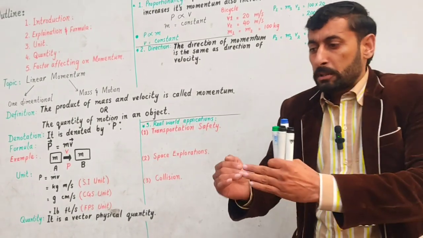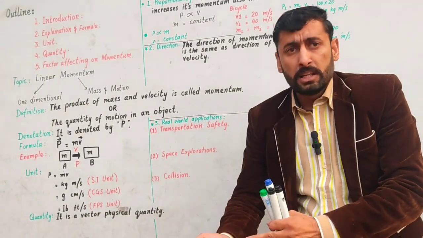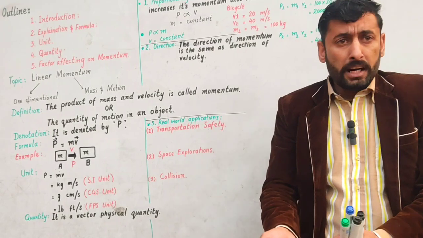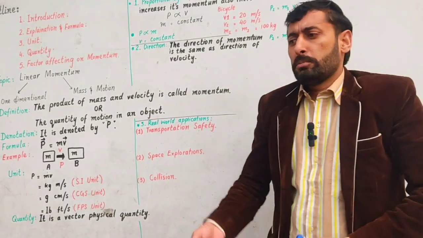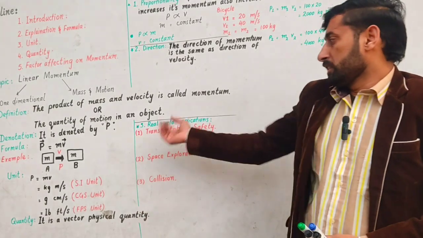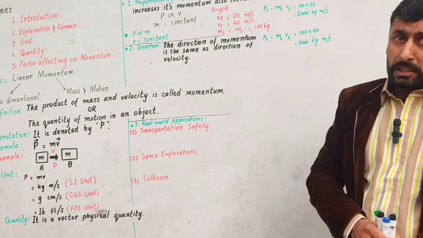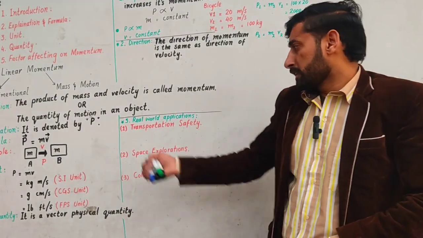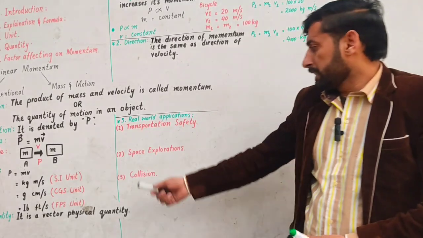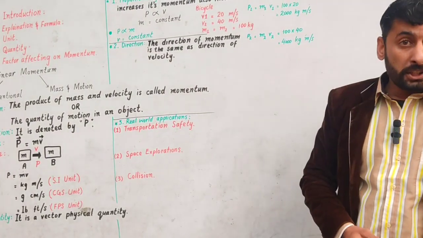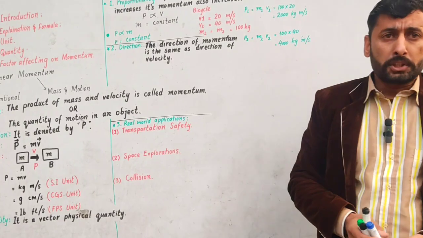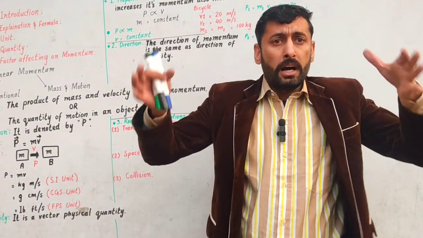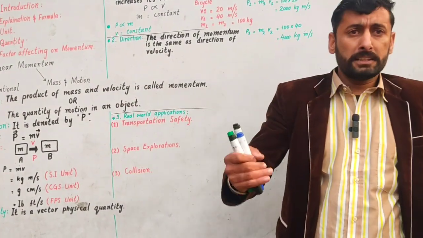Therefore the momentum of the person sitting in the car and the car's momentum both change, and during this change the total momentum remains conserved. So in real-life examples, momentum plays a vital role in transportation safety. The other example is space exploration. Consider a rocket moving in the upward direction. The rocket expels a large amount of fuel or gases from the bottom.